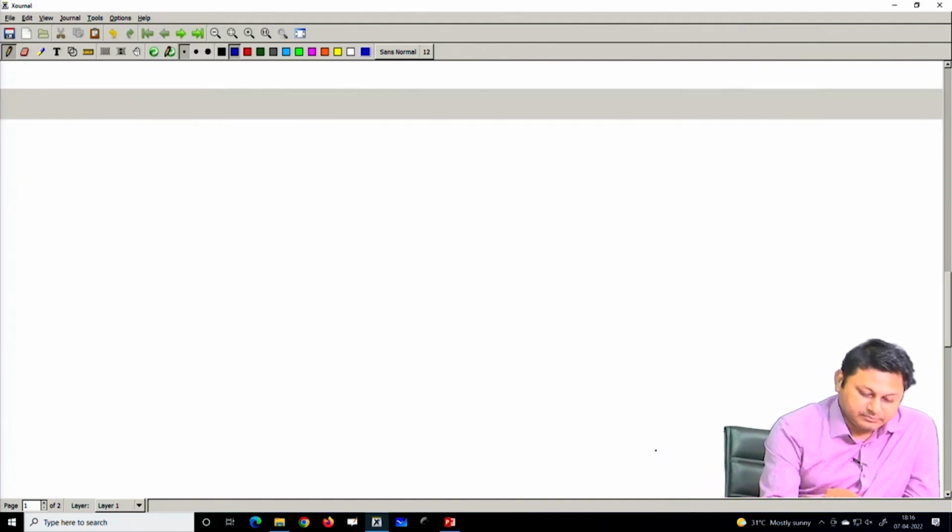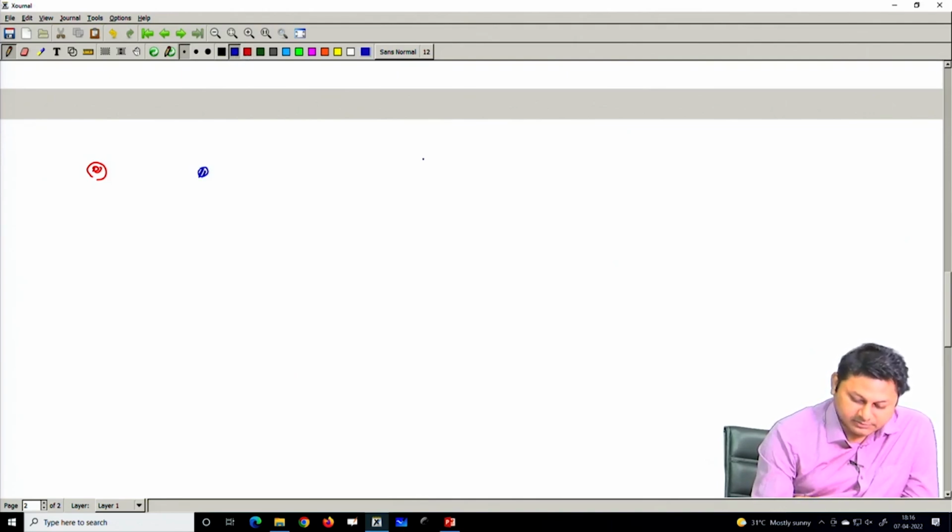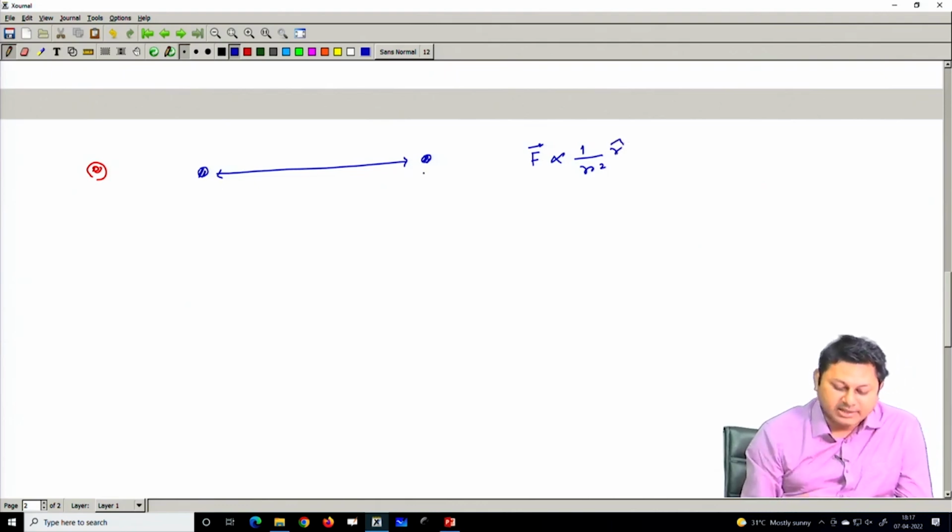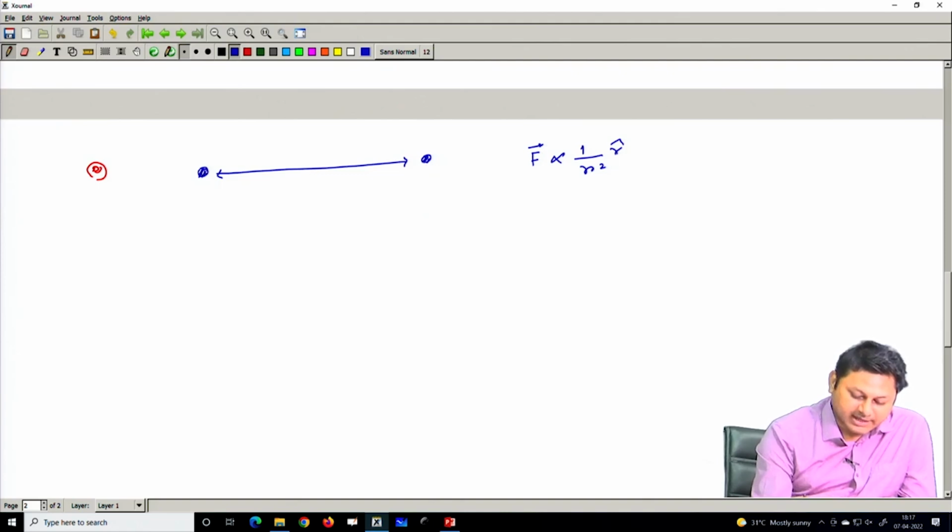The next very important aspect that we need to understand at this point is something called action. So, suppose these two charged particles are there, and the inverse square law, whatever force we have here, which is proportional to 1 by say r square, works very nicely unless these two charged particles are static, okay, at rest.